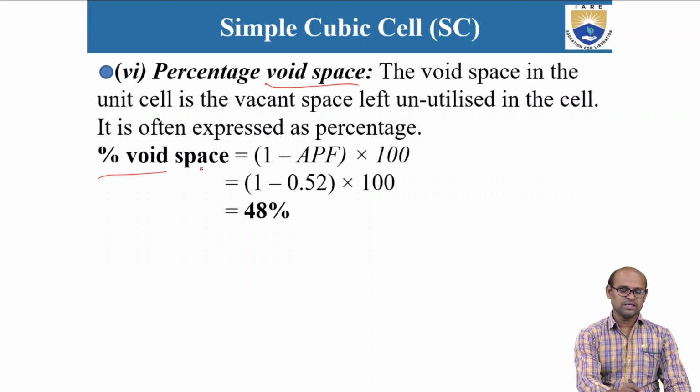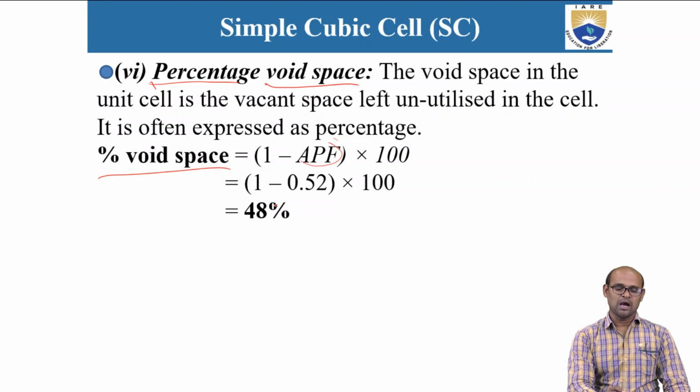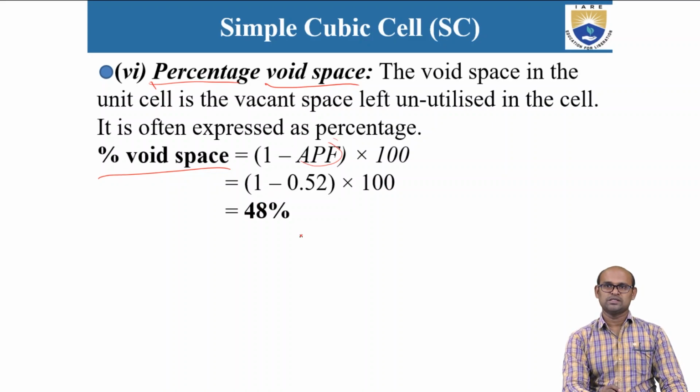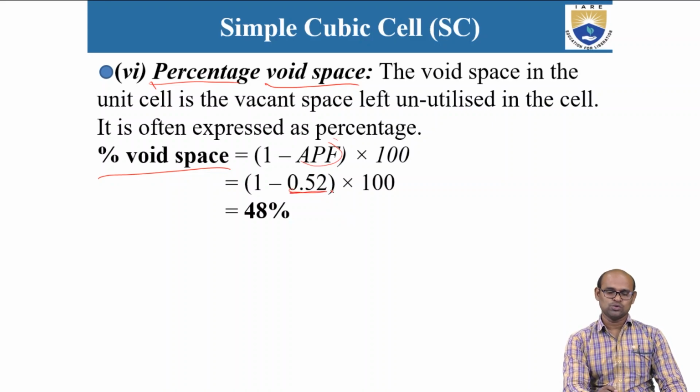So the percentage of void space is equal to (1 minus atomic packing fraction) into 100. We are looking at the percentage, so we need to multiply by 100. If we take the total volume of the unit cell as 1, then 1 minus the occupied volume of the unit cell will give us the unoccupied volume, or void space. So 1 minus 0.52, where 0.52 is the atomic packing fraction, gives us 0.48.